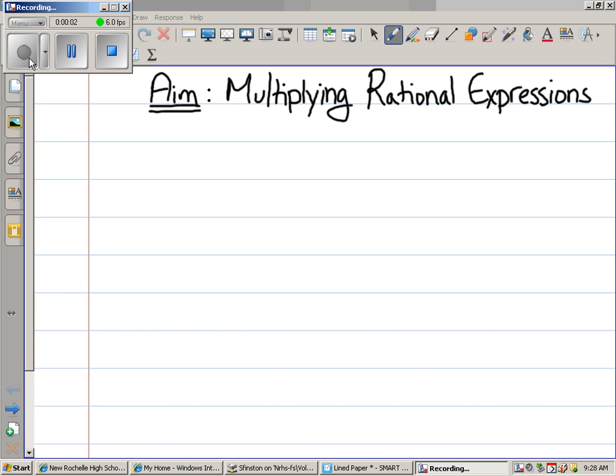Okay, we're multiplying rational expressions. Multiplying rational expressions. What does the word rational mean when I say it in this class?